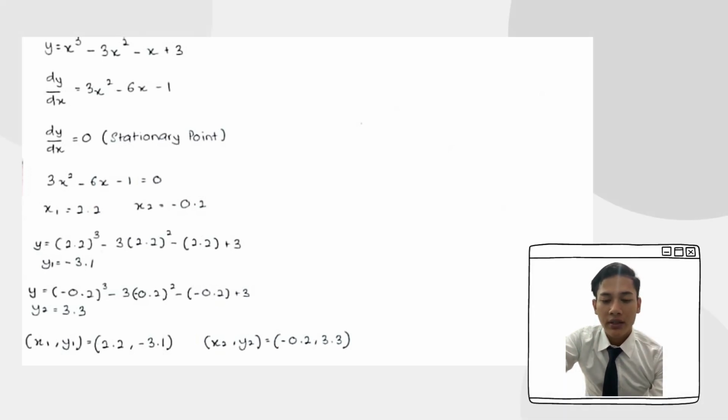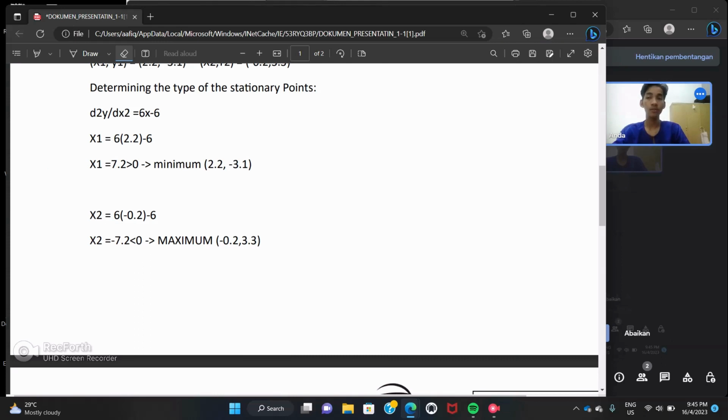For y2, you must follow the same steps as for y1. You can get 3.3. So the answer is: x1 and y1 are 2.2 and negative 3.1, and x2 and y2 are negative 0.2 and 3.3. Thank you, and I will take it from here.